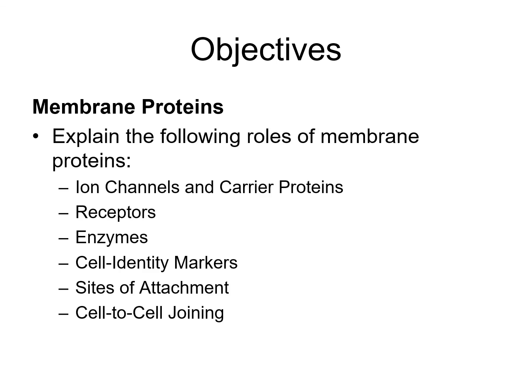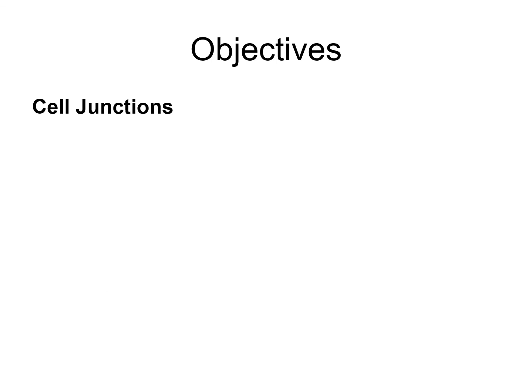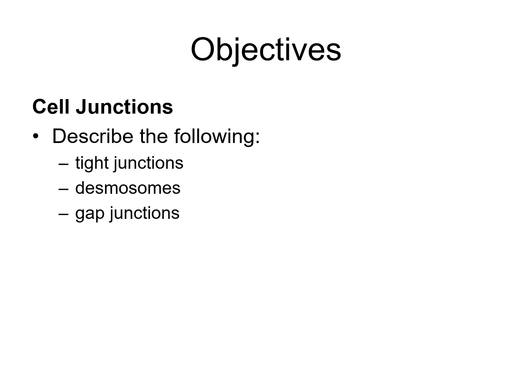Now let's review the learning objectives of this screencast. We started with membrane proteins. You must explain membrane proteins as ion channels and carrier proteins, receptors, enzymes, cell identity markers, sites of attachment, and the role they play in cell-to-cell joining. We then concluded by looking at the three types of cell junctions: tight junctions, desmosomes, and gap junctions. Be sure you can describe each.